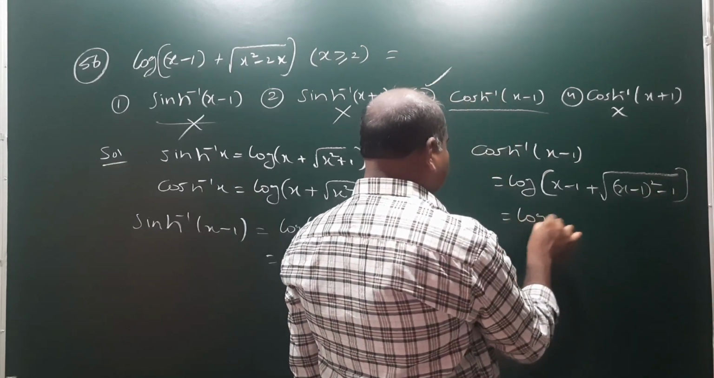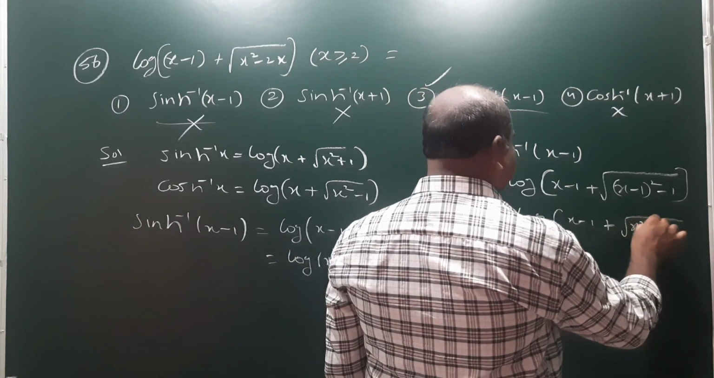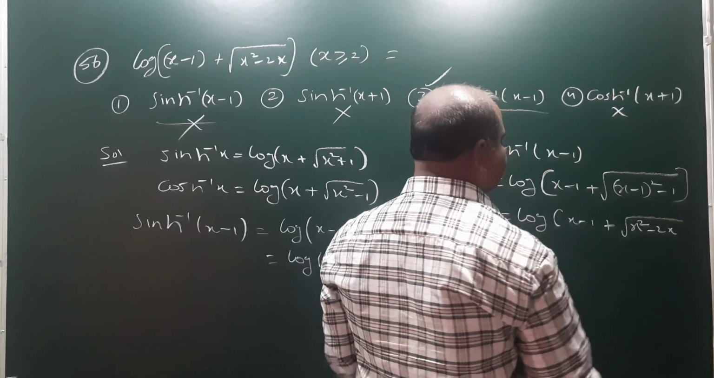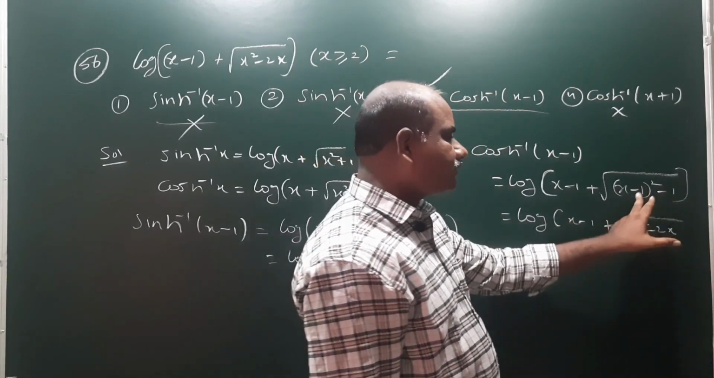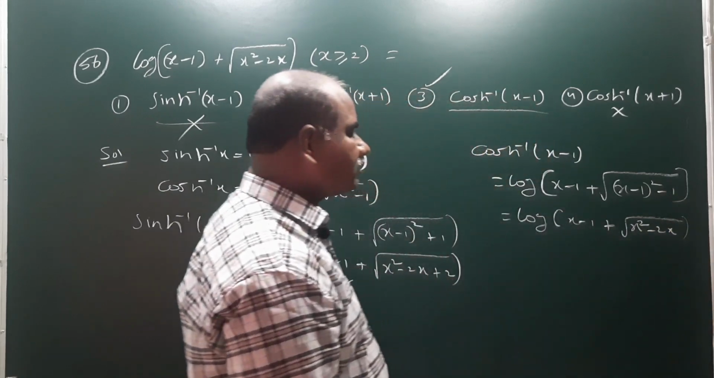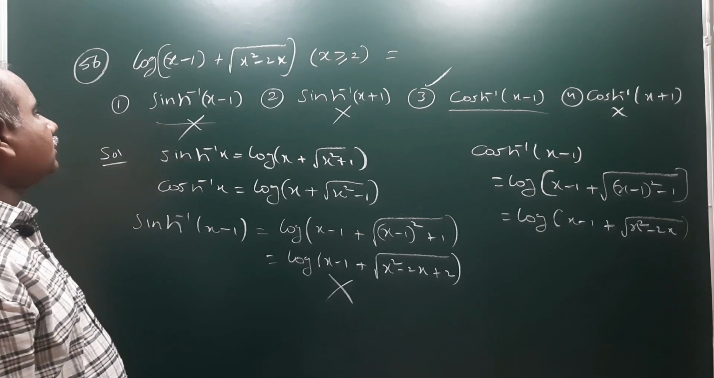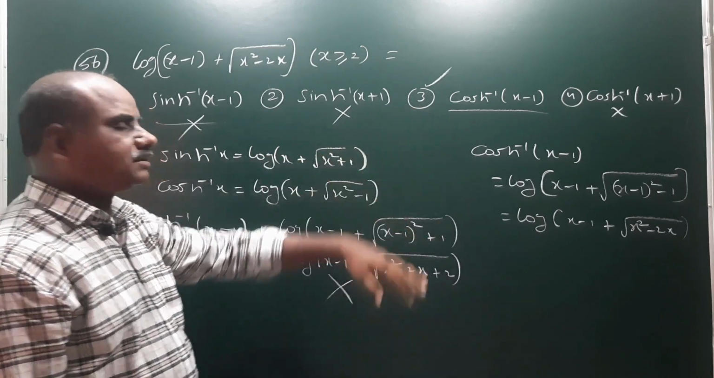Then it becomes log x minus 1 plus root of a square, means x square, minus 2ab, means minus 2x, plus b square, that means plus 1 and minus 1. Plus 1 minus 1 are cancelled. We get log x minus 1 plus root of x square minus 2x, which is equal to our given problem. Therefore, option 3 is the right answer.